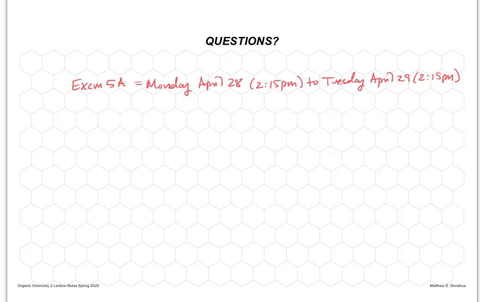One announcement, your exam 5A opens today at 2:15, closes tomorrow at 2:15. You'll have your exam B on Wednesday to Thursday, and then that will wrap up the semester in terms of the lectures. And then your final exam is next week in this room. Be there or be square. I'll make up a seating chart so you get an assigned seat. I'll post that in Canvas. Any other questions before we get started today?